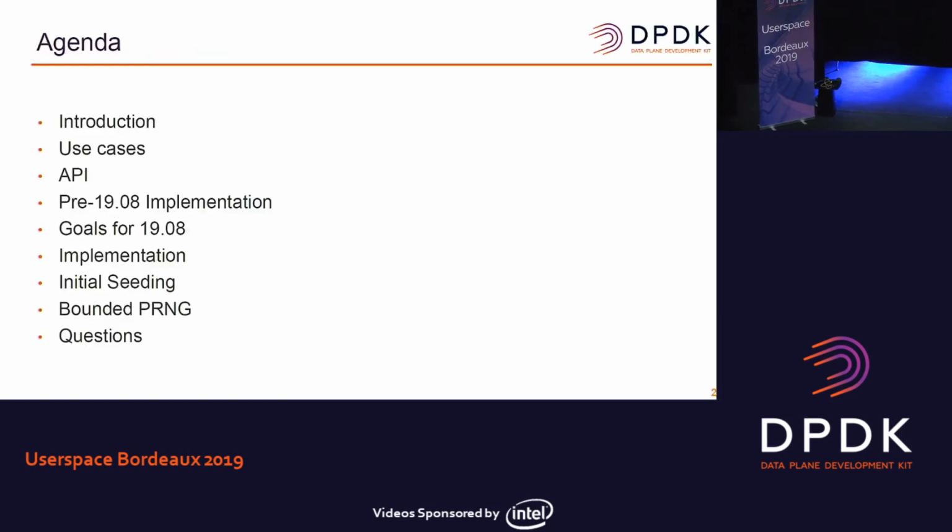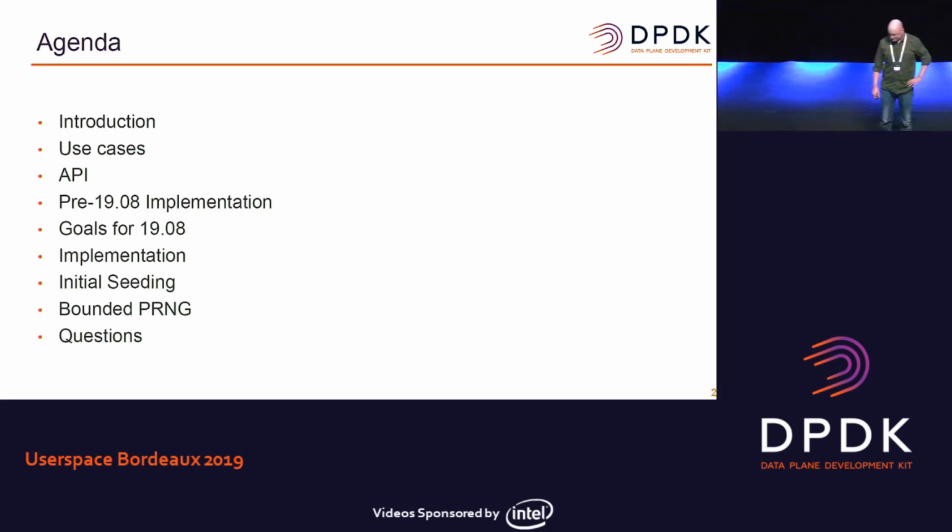So here's the agenda. I'm going to start to give you an introduction, some use cases in a DPDK context for random numbers, the DPDK API, the old implementation, so prior to 19.08, the goals I set for the improvements I did for 19.08, and then I'm going to talk about the implementation, say a few words about seeding, and then if there's time, I'm also going to talk about bounded random number generation.